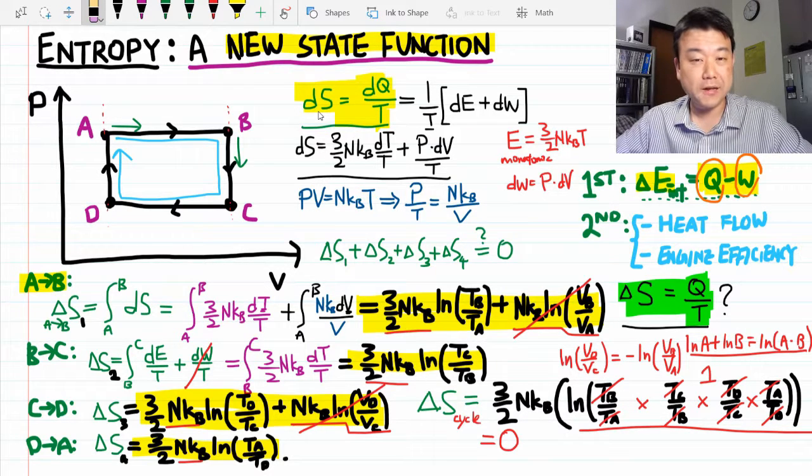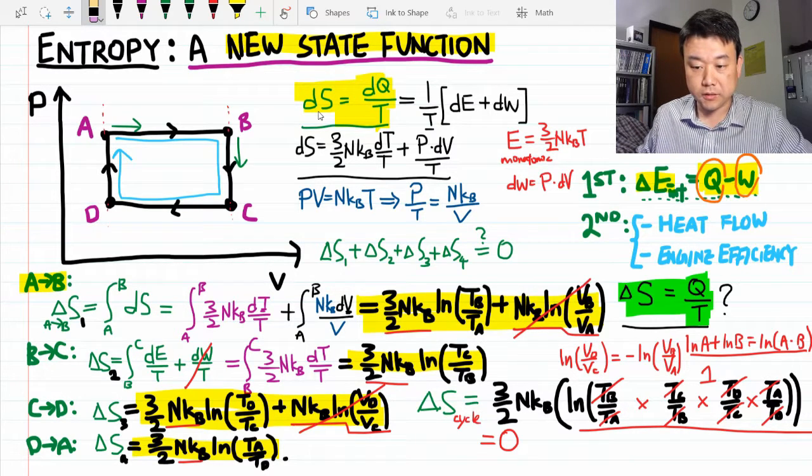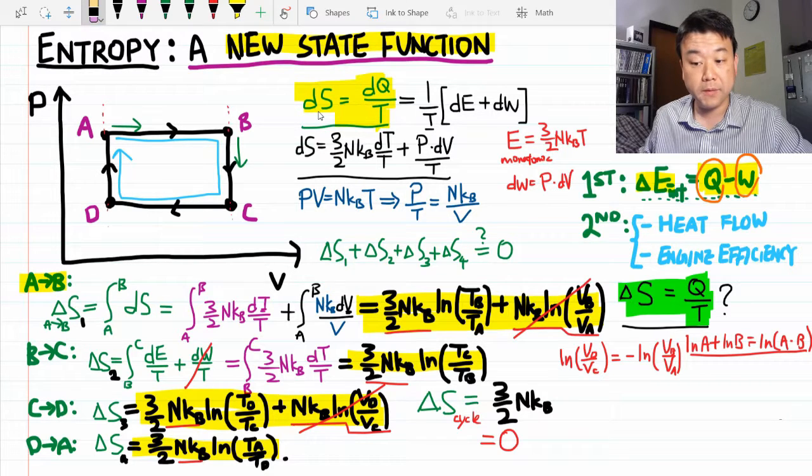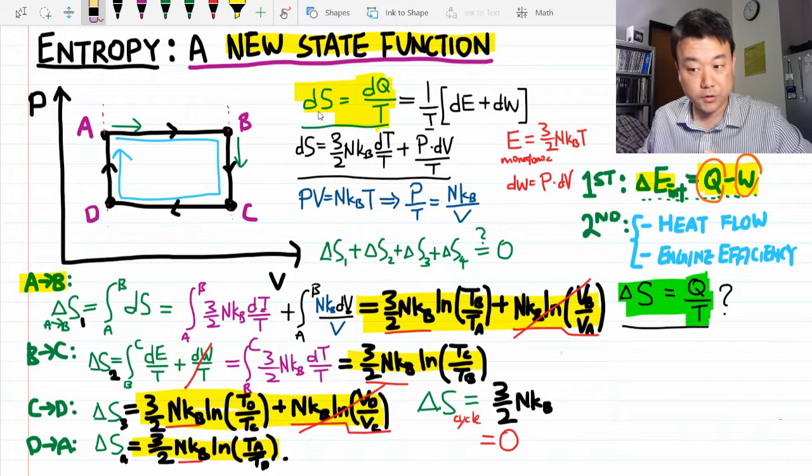Hi, this is part 2 of the video for entropy. So in part 1, we just looked at the introduction of entropy as a new state function, hopefully very relevant in the description of the second law of thermodynamics. We are continuing the discussion here. Let me make some space for the new content that we'll be discussing.